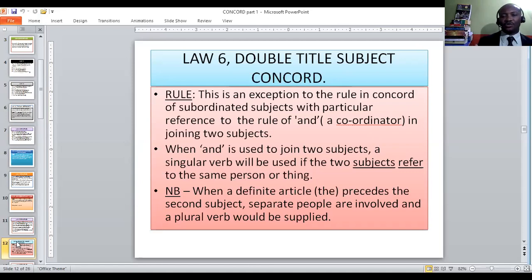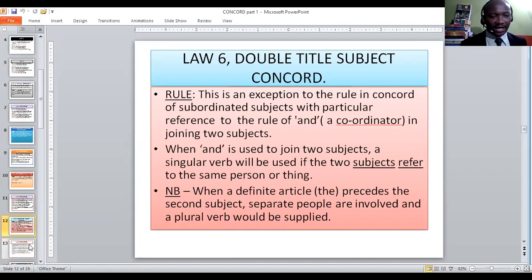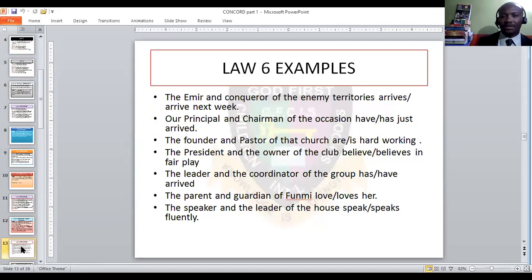Because when and is used to join two subjects, all of them will be relevant. Or when and is used to join two subjects, it will be used if the two subjects refer to the same person. Normally, when and joins two subjects, we use a plural verb. But if we refer to the same person, we will use a singular verb. But when a definite article, the, precedes the second subject, and to precede means to come before it, separate people are involved and a plural verb will be used. We're going to see how this will play out practically as we go to the slide examples of rule 6.